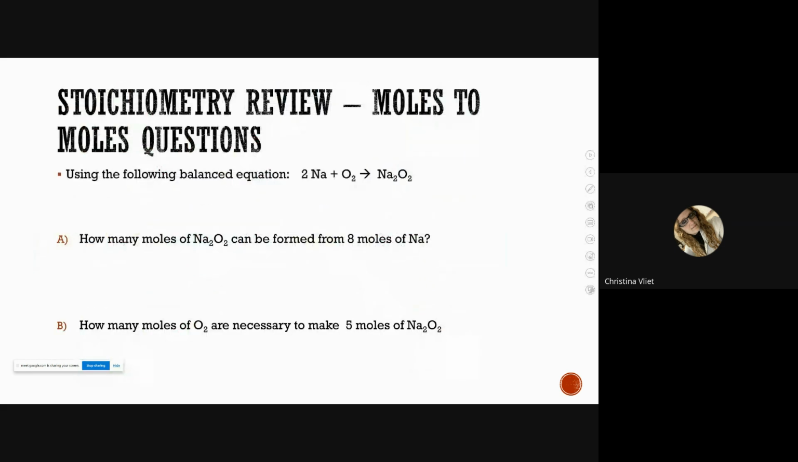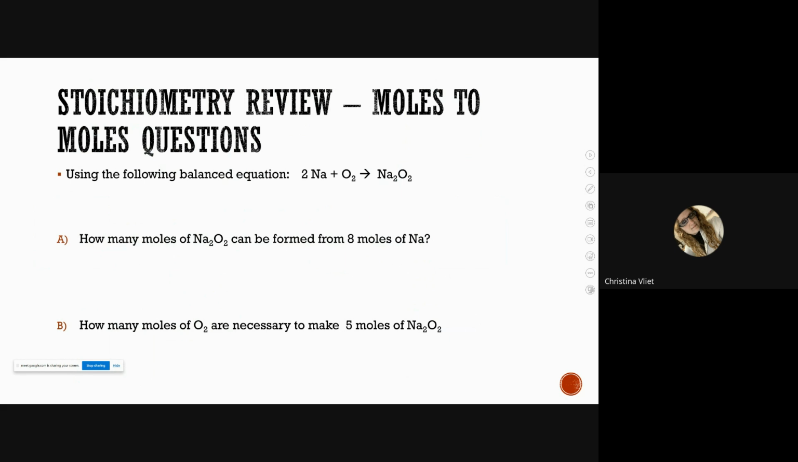Let's take a look at the types of questions we can have and see if you can figure them out. Stoichiometry review, moles to moles. Use the following balanced chemical equations. The first question is, how many moles of Na2O2 can be formed from 8 moles of Na? Do you remember what to do?